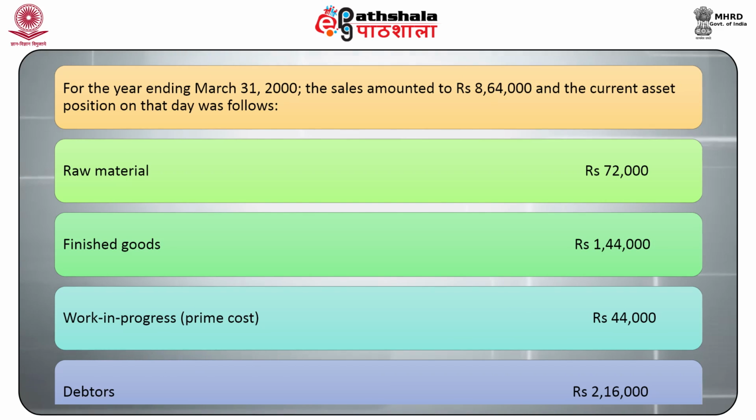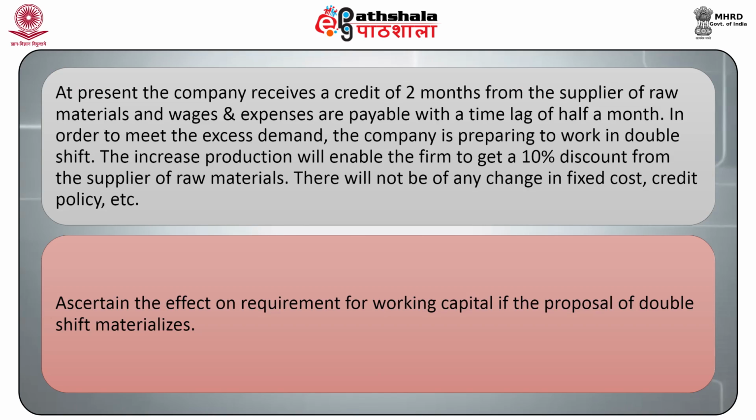asset position on that day was as follows: the raw materials, the finished goods, the work in progress and the debtors. At present, the company receives a credit of 2 months from the supplier of raw materials, and wages and expenses are payable with a time lag of half a month.